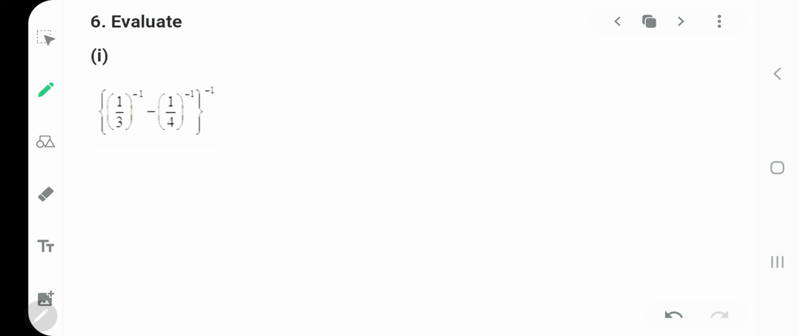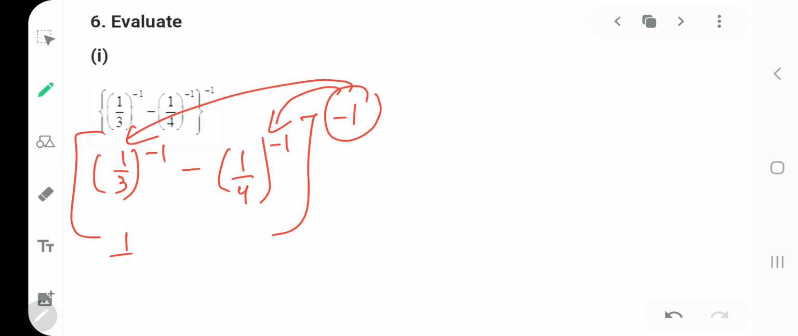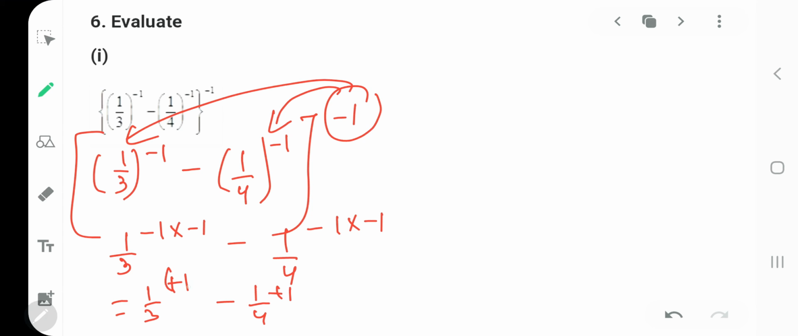And next we have evaluate. How will we evaluate this? We have 1 upon 3 raised to minus 1 and something like this. My dear kids, this outside minus 1 applies to this also, and this also. So 1 upon 3 raised to minus 1 into minus 1, minus 1 upon 4 raised to minus 1 into minus 1. So that will be 1 upon 3 raised to plus 1 minus 1 upon 4 raised to plus 1. When the exponent is 1, it has no effect, so we can write 1 upon 3 minus 1 upon 4. Yes, my dear kids, you have to take the LCM.